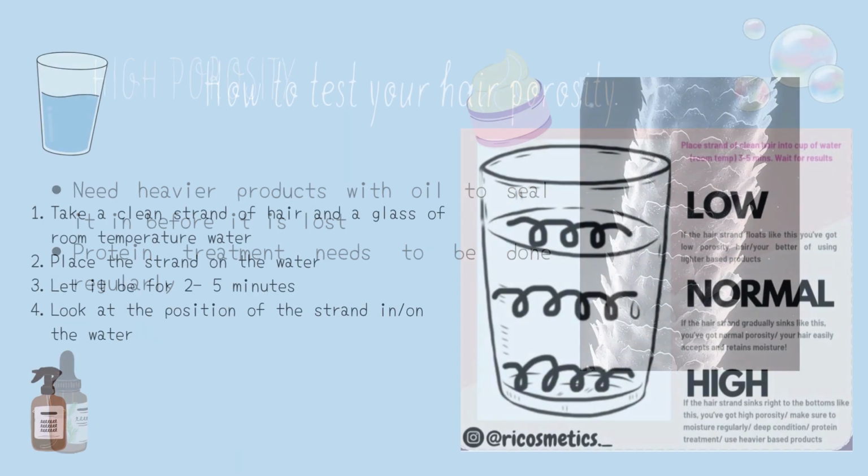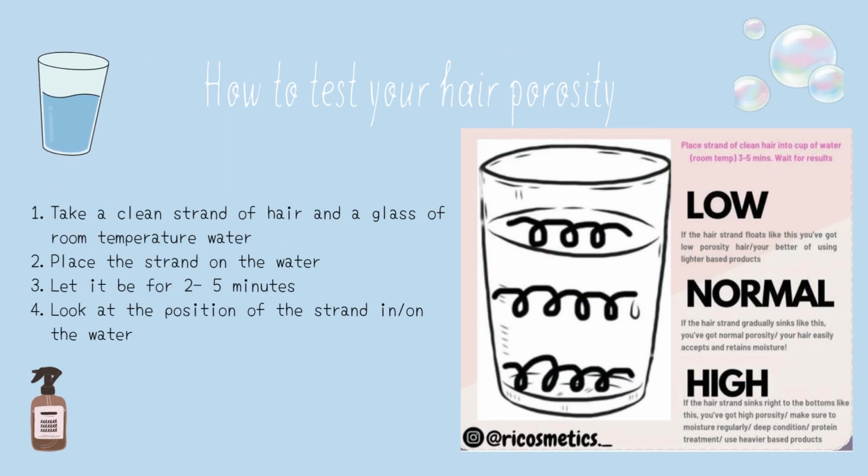It's also good to use a protein treatment so your hair stays hydrated for a long time and is protected from damage. To test for hair porosity, wash your hair to remove any dirt or product buildup, then let it dry without adding anything to your hair. Then take a glass of room temperature water and a strand of your hair, and gently place it on the water. Don't dunk it or it can give you wrong results. Let your strand of hair sit in the water for 2 to 5 minutes and watch how the strand moves in the glass, whether it stays on top, floats in the middle, or sinks to the bottom.